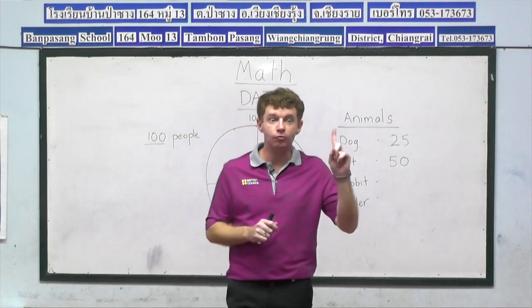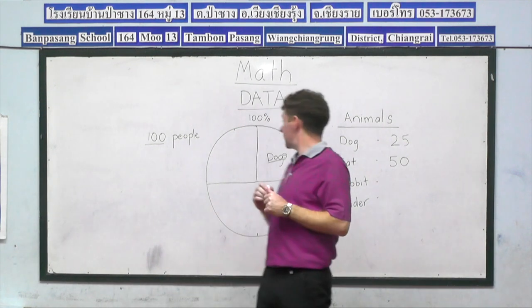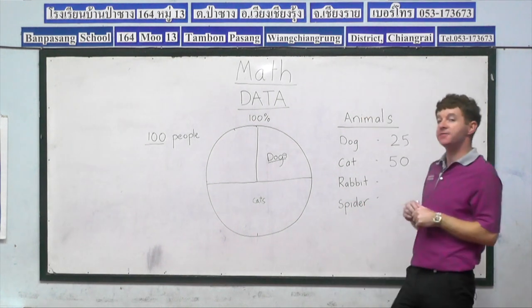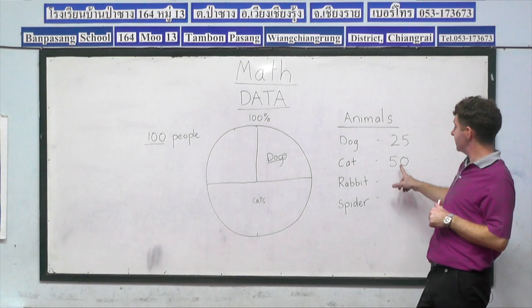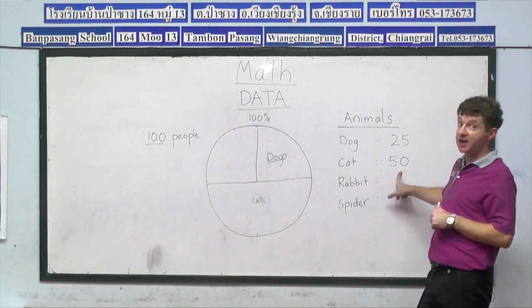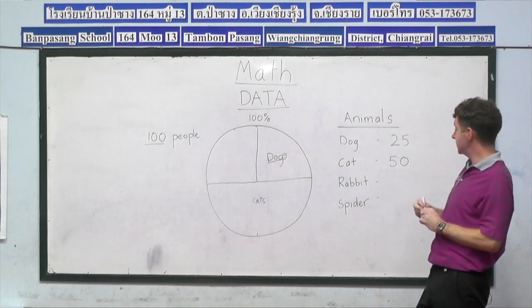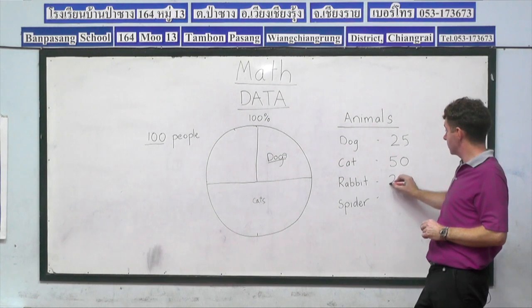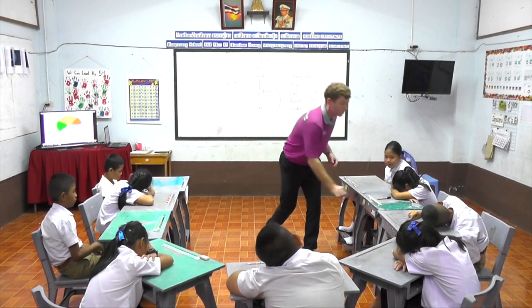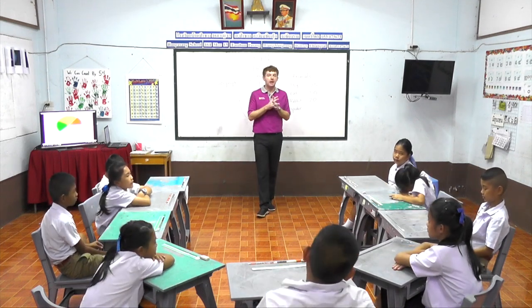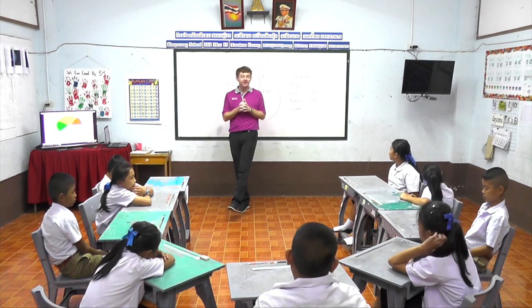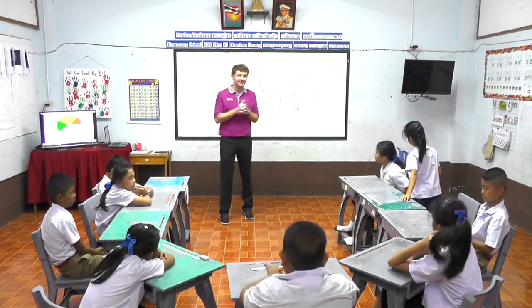So, two animals left. We have rabbit and spider. So we have 25 and 50. That's 75 people already. So let's see. Rabbit. Let's open our eyes, guys. Now, who has the pen? Prew, come and join me at the front, please.